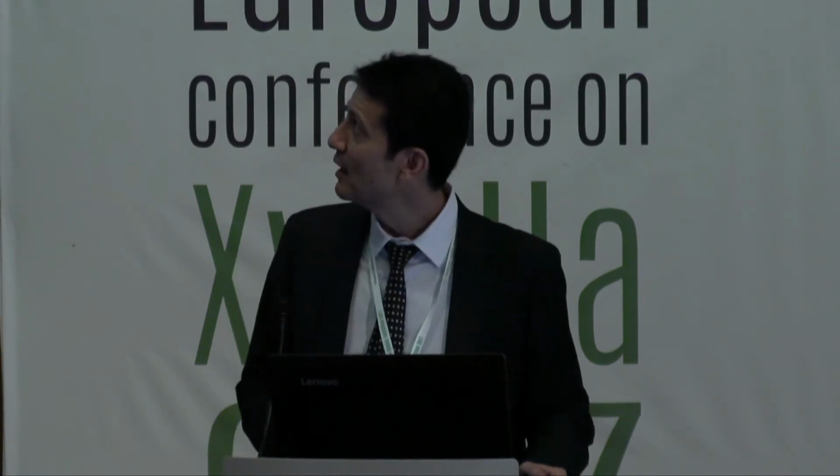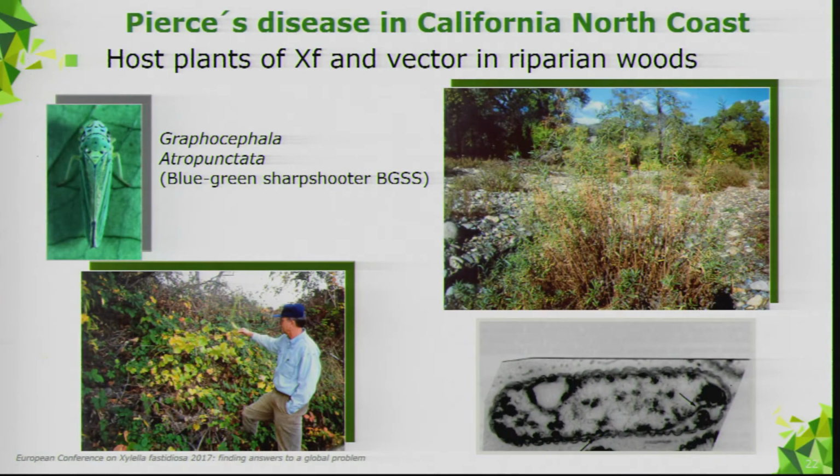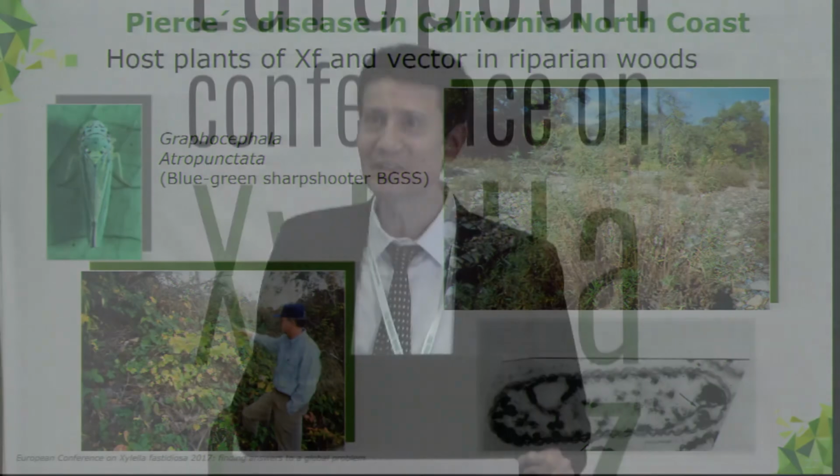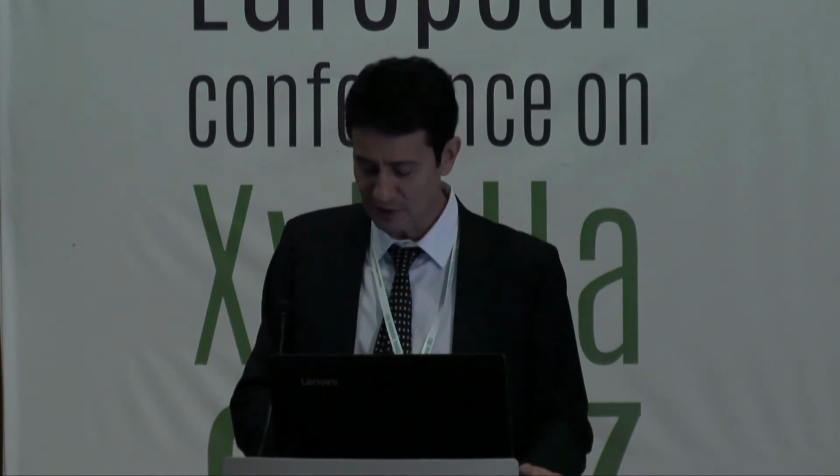In grapes, we have more information about this type of studies in California, done by Sandy Purcell. In this picture, I'm showing a situation, for example, in the north coast of California, where you have a major vector, the blue-green sharpshooter. You have these riparian environments with many hosts of Xylella. In that picture, we have Sandy Purcell. I visited him a long time ago, and he showed me many plants that are hosts of Xylella. Sandy showed many aspects that were very important for understanding of this pathosystem.